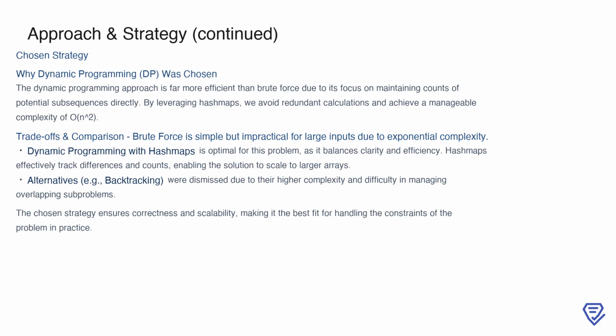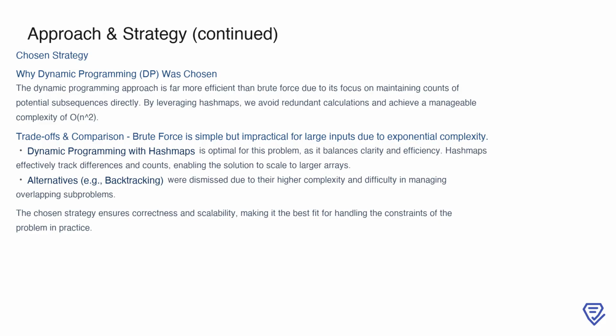By focusing on maintaining counts of potential subsequences directly, we eliminate redundant calculations. Using hash maps allows us to efficiently track differences in subsequence counts at each index, resulting in a manageable n squared time complexity.